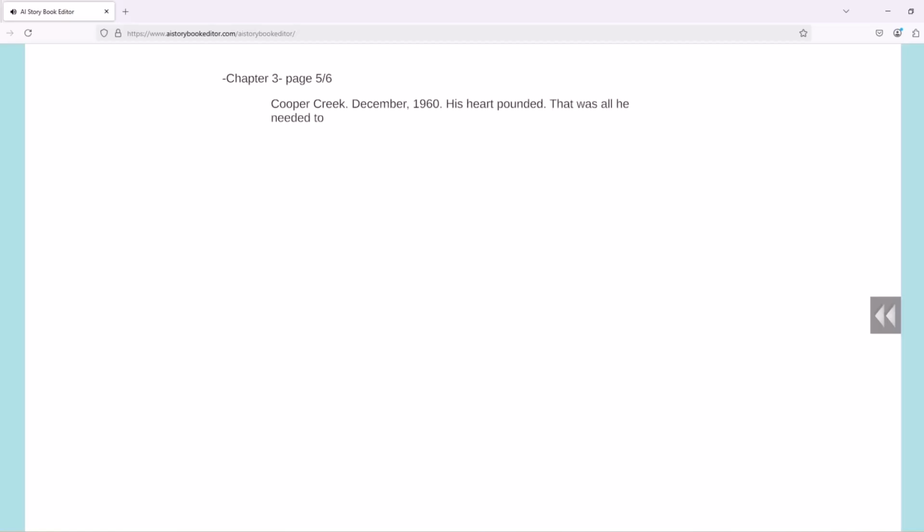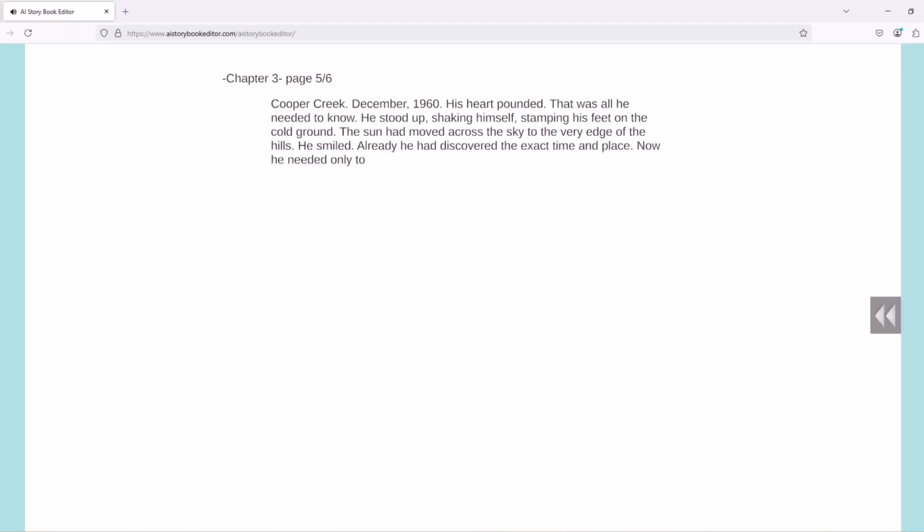His heart pounded. That was all he needed to know. He stood up, shaking himself, stamping his feet on the cold ground. The sun had moved across the sky to the very edge of the hills. He smiled. Already he had discovered the exact time and place. Now he needed only to go back, perhaps to November, to Cooper Creek.